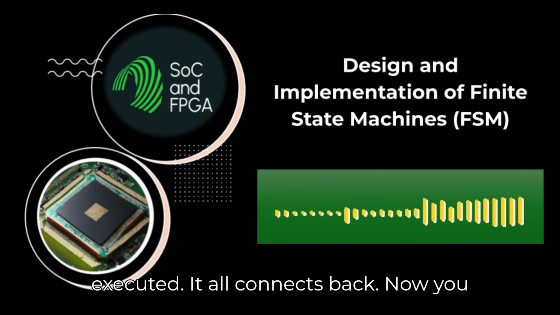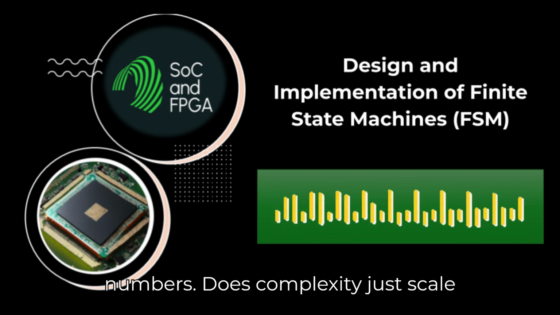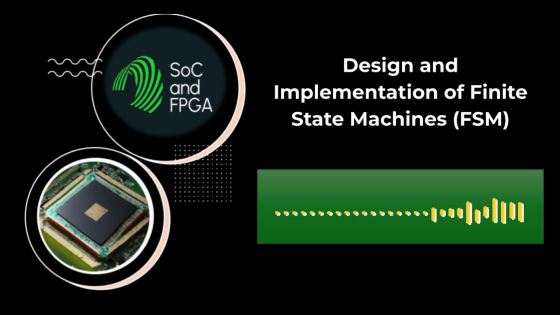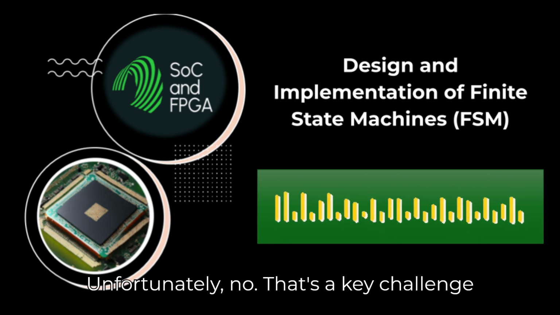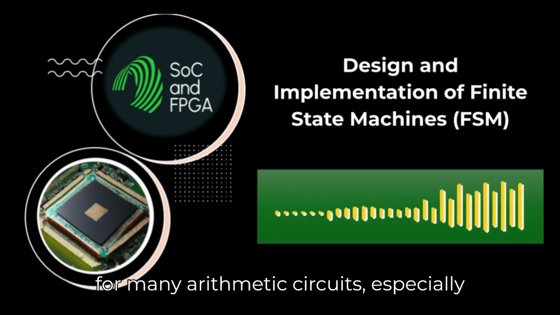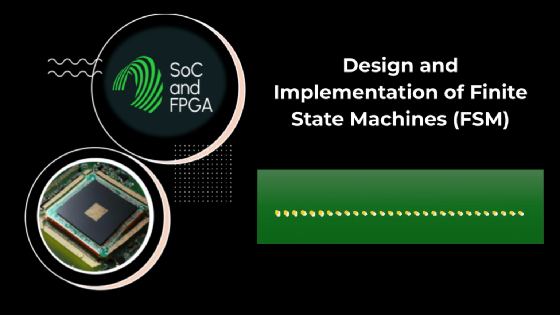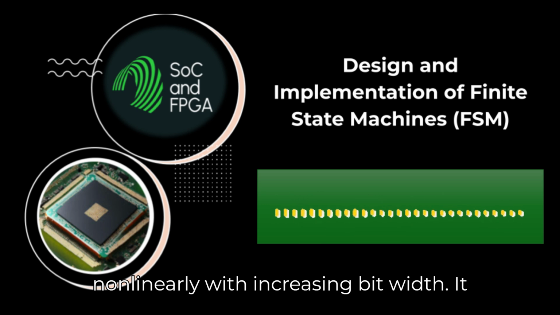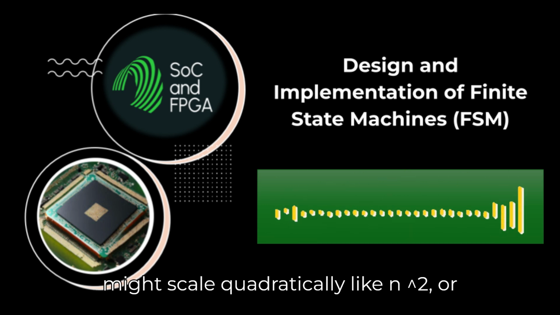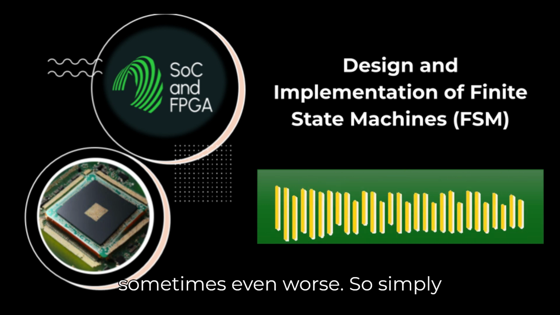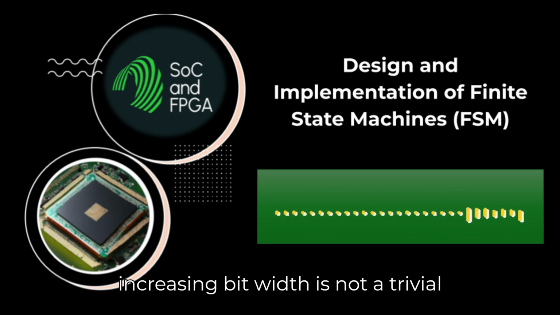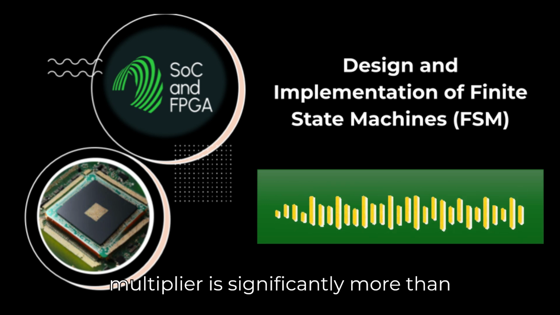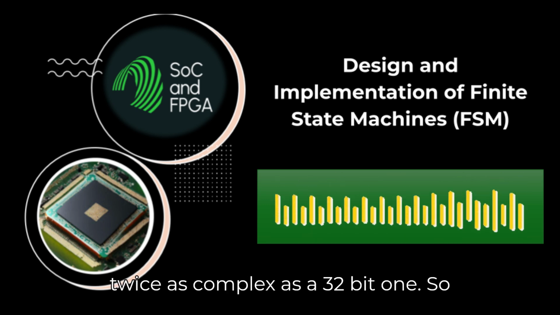It all connects back. Now, you mentioned wider inputs, like 64-bit numbers. Does complexity just scale linearly? Double the bits, double the size? Unfortunately, no. That's a key challenge. For many arithmetic circuits, especially multipliers, the complexity in terms of area and sometimes delay scales non-linearly with increasing bit width. It might scale quadratically, like n squared, or sometimes even worse. So simply increasing bit width is not a trivial scaling operation. A 64-bit multiplier is significantly more than twice as complex as a 32-bit one.